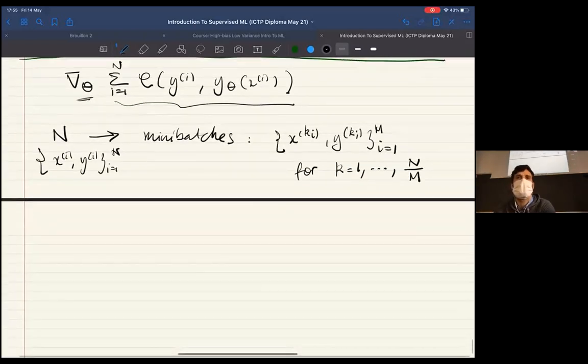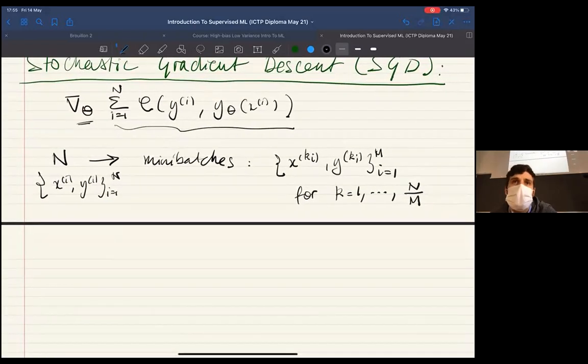Yes, each batch has the same number of samples, which is M. Let's say M is 10 or 100, a small number compared to the total number of samples. And usually what you do is you create the mini batches in a way that a sample appears only in one of them. You don't have repetitions.